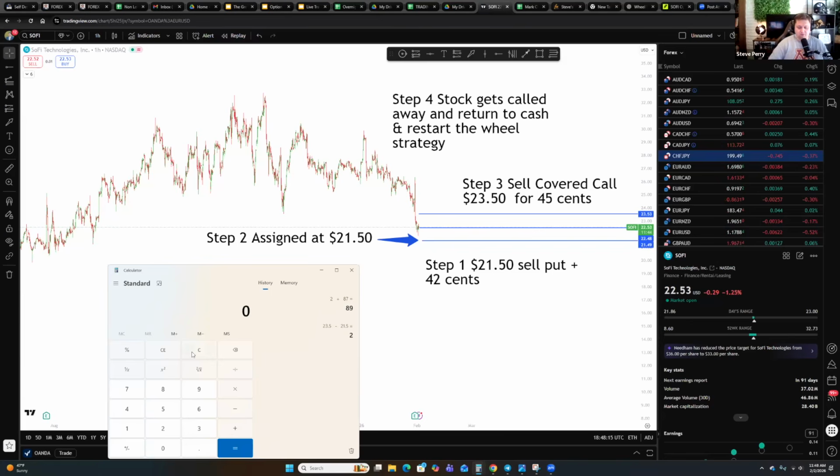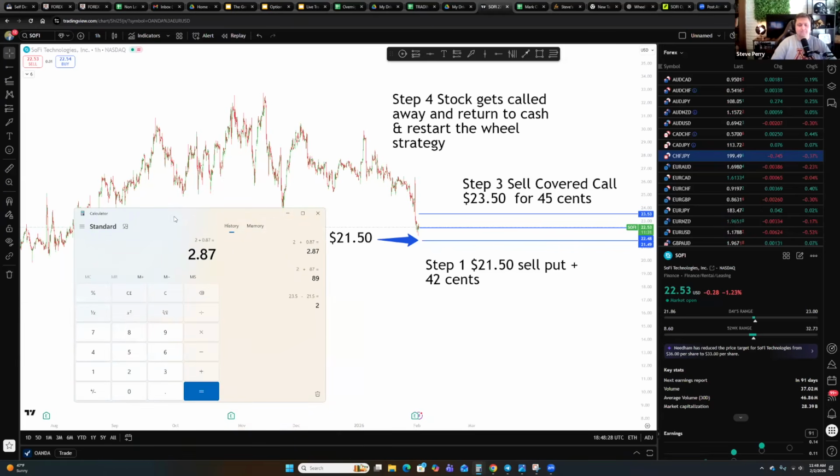So if you made 2.0 plus 0.87, you made $2.87 per share. Basically, we made 87 cents from the selling side of the puts and the selling of the call, and then you made an extra $2 from the appreciation. That's $2.87 total in about a month's time.